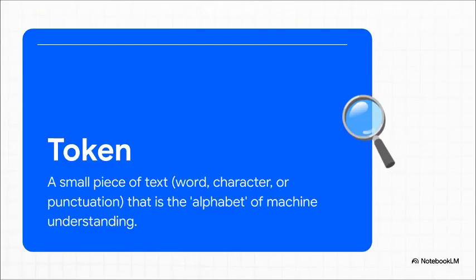So what is a token really? It's just a small piece of text. It could be a whole word, maybe part of a word, or even just a piece of punctuation like a comma or a period. See, an AI doesn't see sentences the way that we do. It sees a long sequence of these little tokens. This is the real alphabet that machines use to understand our language.